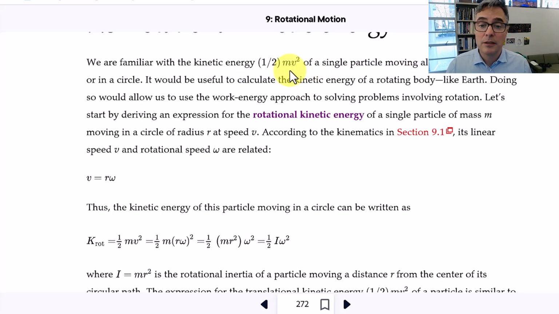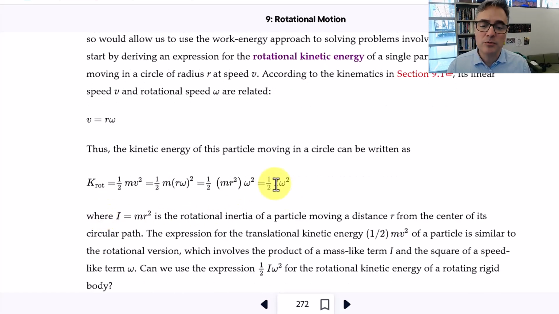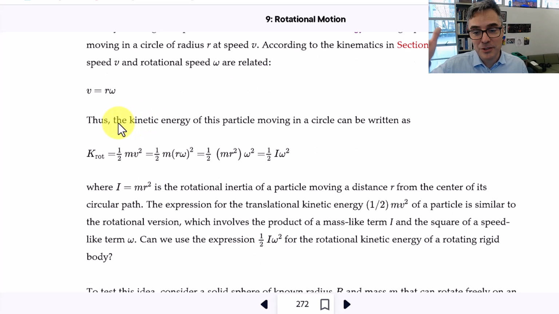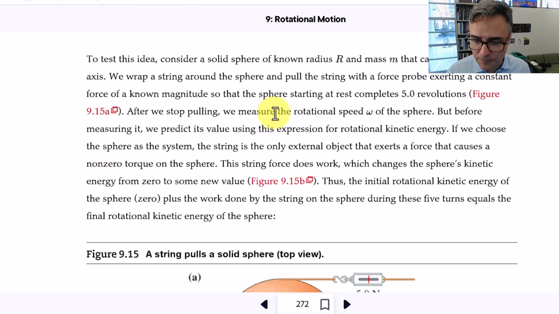So remember, kinetic energy is 1/2 mv squared. Well, you can imagine that the rotational kinetic energy is 1/2 I omega squared. And she actually derives that for a particle that's moving at some linear speed. You can pretty quickly show that it's with mr squared as being the rotational inertia of a particular particle. That's how you get this equation.